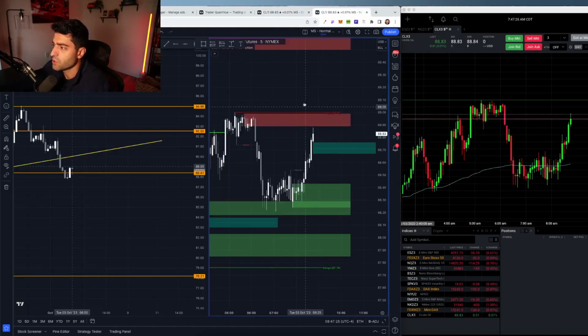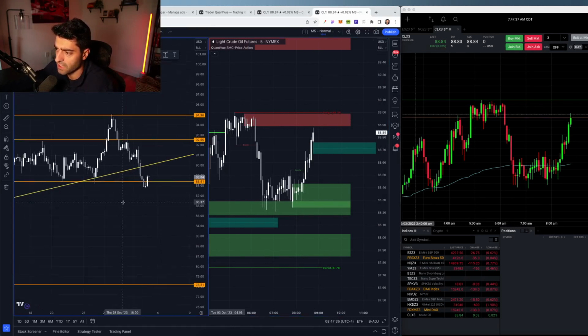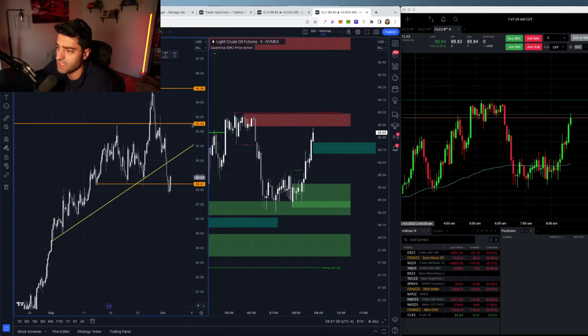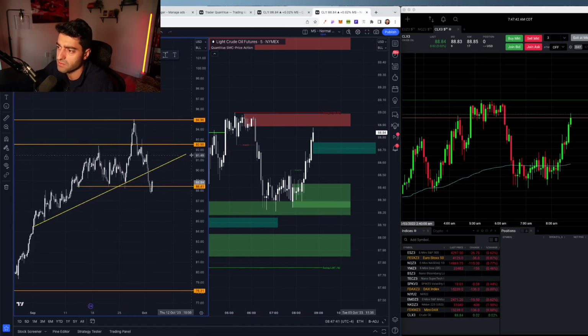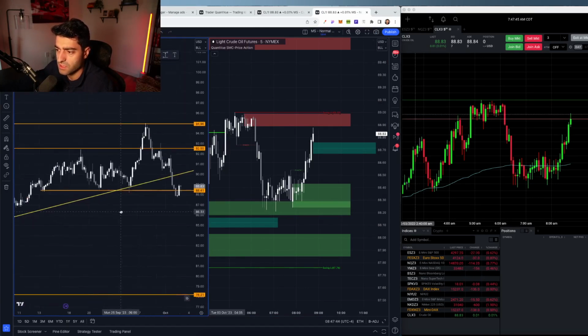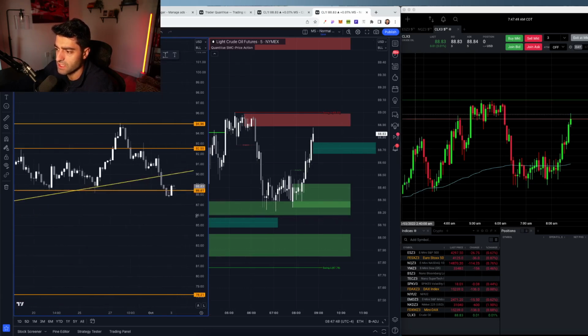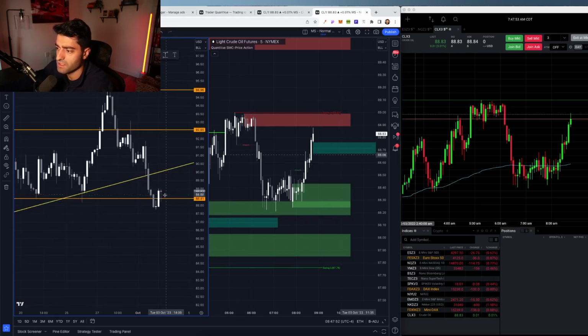Might look to take a short here. I've got the SMC indicator on. This is just normal candlesticks. I've got it pulled up on a 5-minute chart. And then I've also got a 4-hour chart with just one trend line and some support and resistance levels. So as you can see, we got this break below. Looks to be a fake out. We'll see if the bulls can't hold above this level.